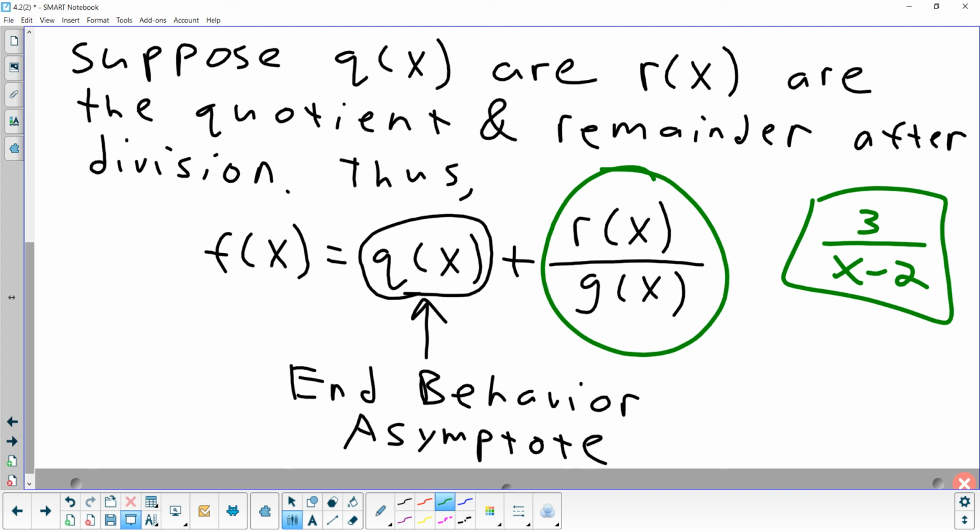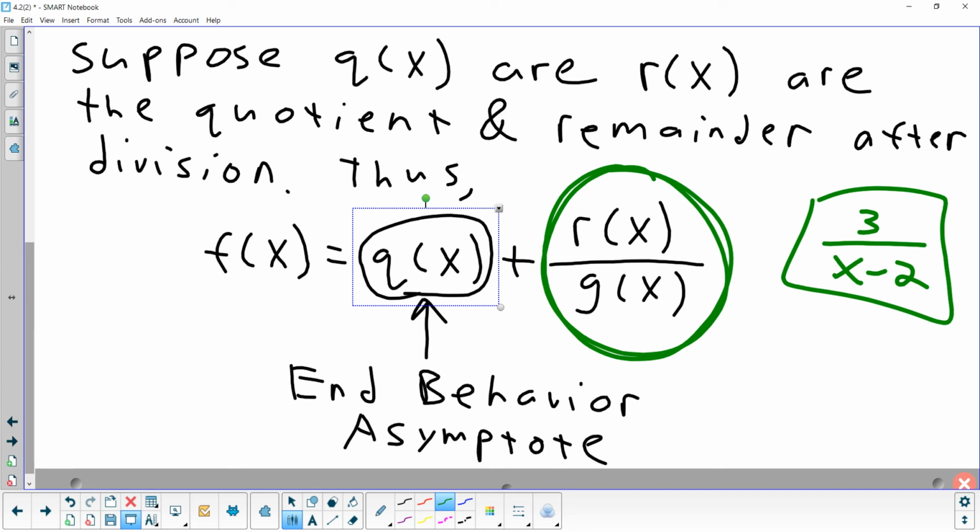So this part that I have circled, when you put your remainder over your original divisor, your divisor is going to have a variable in it. And if a variable in the bottom of a fraction gets really big, it causes the entire fraction to get really small. So as you approach infinity, this part becomes insignificant. It becomes almost nothing. So the only part that's really important is the quotient, and that predicts what your graph is going to look like at the ends of the function.